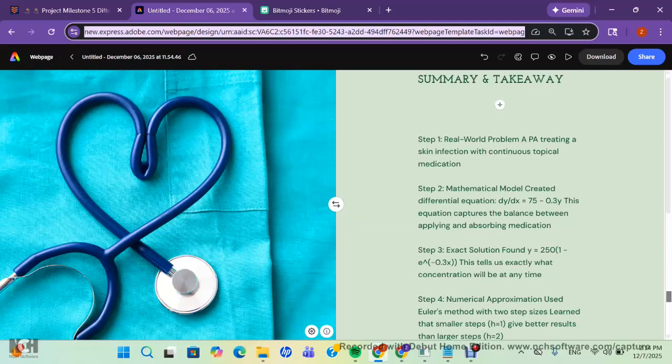Then we used Euler's method to approximate the solution, comparing step sizes h equals 2 and h equals 4. I learned that the smaller step sizes give us better approximations because they capture more detail. I found the equilibrium at y equals 250 milligrams per centimeter squared and explained what that means in PA practice.